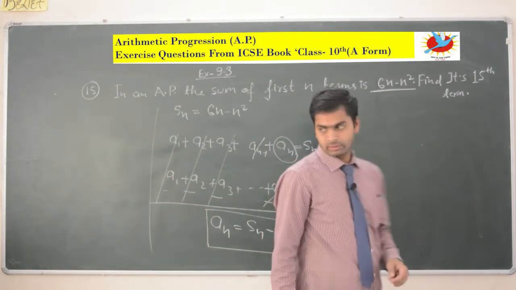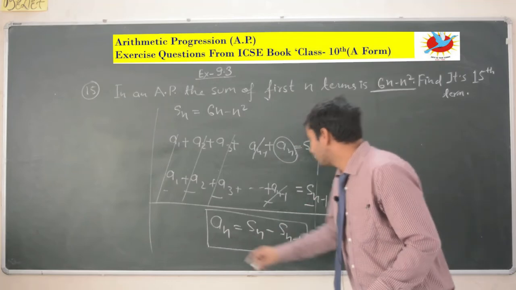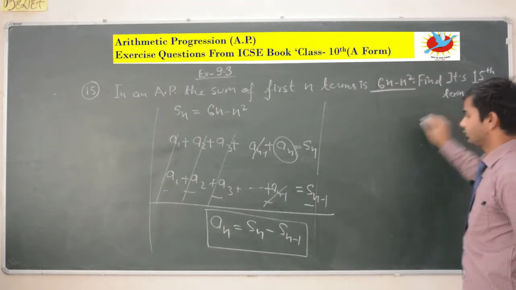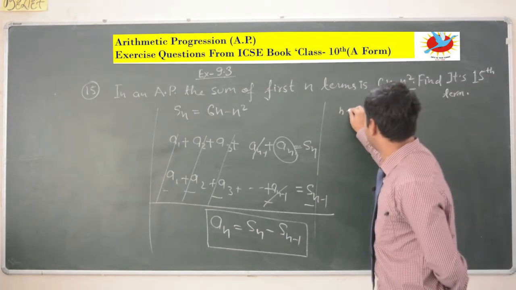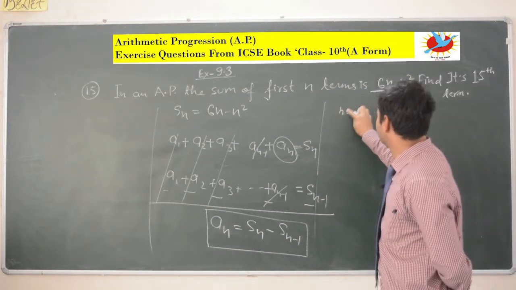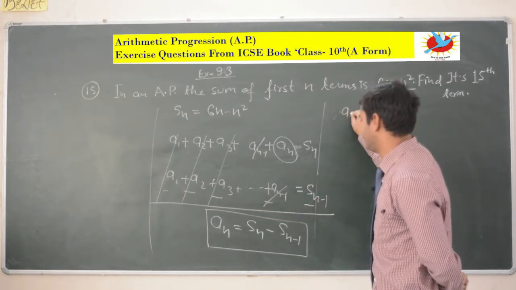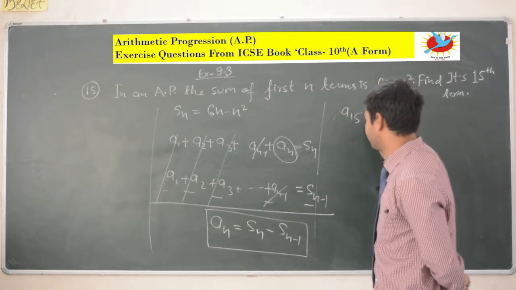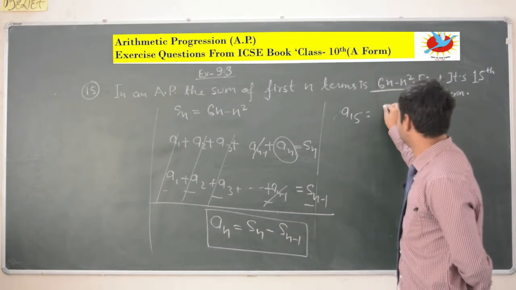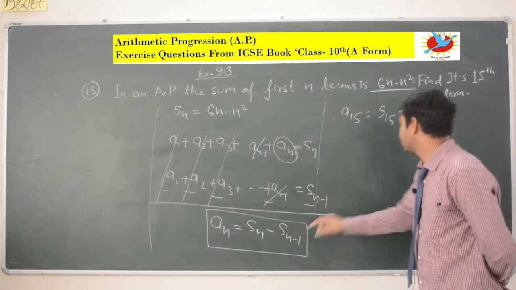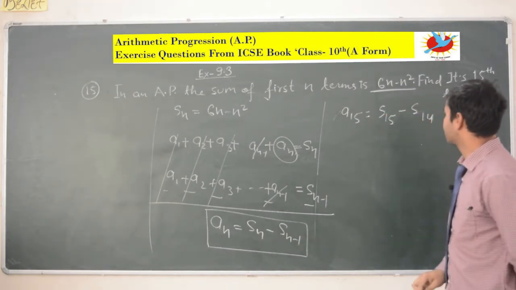So we have to tell the value of the 15th term. Put the value of n as 15, so we have to calculate the value of a15. Put the value 15 here, so we will get S15 minus S15 minus 1, that is S14.